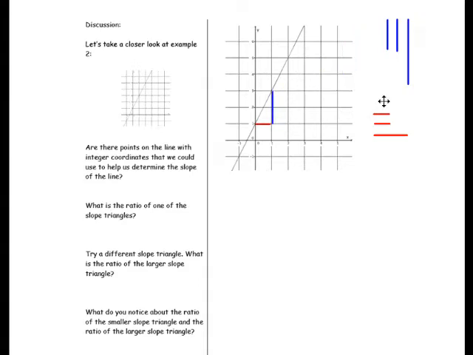When we compare the change in the y values to the change in the x values, we have a ratio of 2 to 1, which is equal to the slope. Each of the slope triangles has a ratio of 2 to 1. Here we have three different triangles, and they all have the ratio of 2 to 1. Using the same line, let's take a look at a different pair of slope triangles.